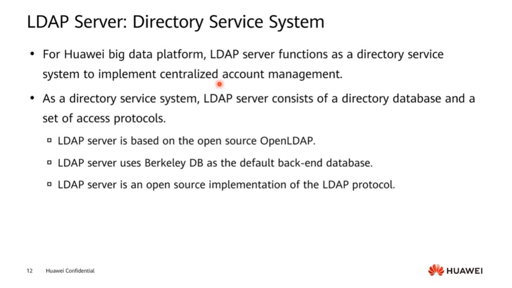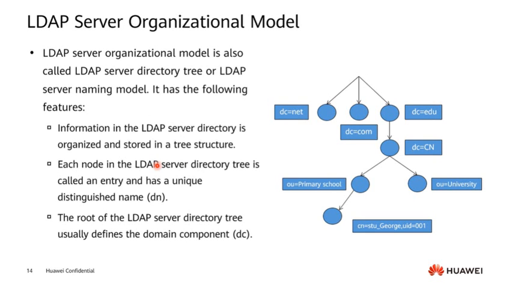As a directory service system, LDAP server consists of a directory database and a set of data protocols. It is built up based on an open-source directory service called OpenLDAP, and the built-in directory database for LDAP server is BerkeleyDB. So all the identity authentication information for the IAM users are stored on this BerkeleyDB by default. And since the LDAP server is just a typical directory service system, naturally, the directory entries are arranged in a hierarchical tree structure as well.